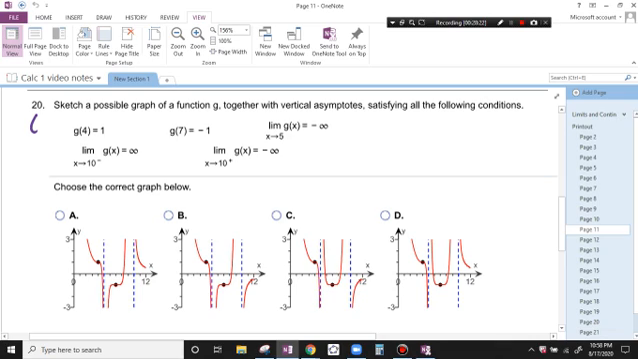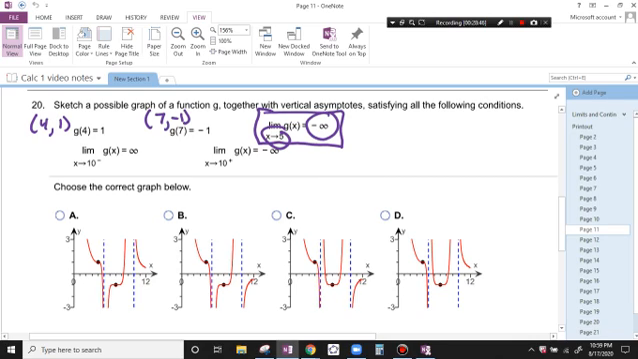This needs to go through the point (4, 1). It also needs to go through the point (7, -1). Let's deal with this in terms of asymptotes. As I go to 5, I need to be going all the way down to negative infinity on either side. As x goes to 5, on both sides, I need to be going down, down, down. Okay, that one's okay.